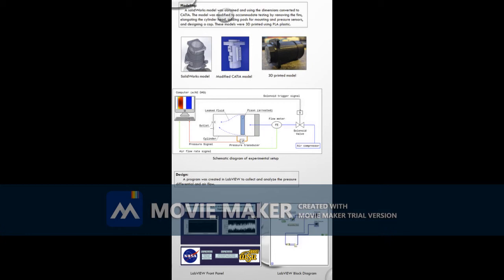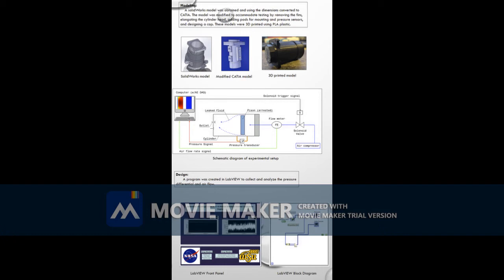Here is a schematic diagram of the test setup. On the right, an air compressor sends compressed air into a solenoid valve that then passes into a flow meter and finally enters on one side of the piston. Pressure sensors on the bottom each measure the pressure on one side of the piston and then send the signal to the computer.